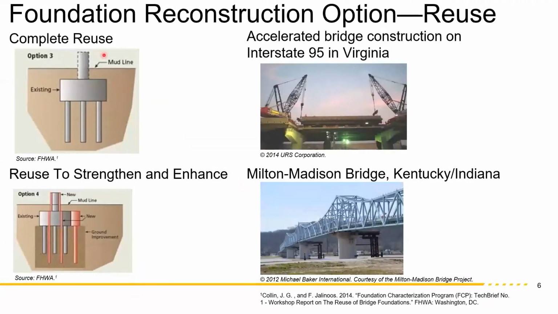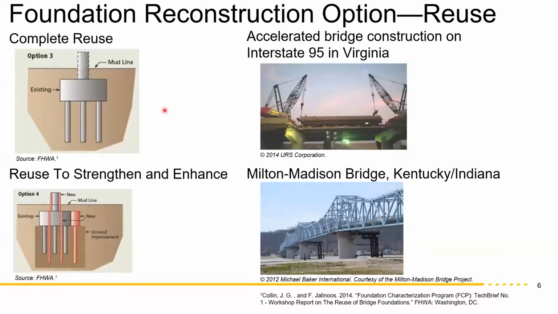Now, reuse has two options. Option three is you reuse the whole foundation as is. Basically, you don't add any capacity to it. You do some repairs on it. And option four is that you enhance or strengthen the foundation. The options might be putting in new drilled shafts or micropiles or doing ground improvement, or maybe even widening the pier cap. So these are just a composite figure showing multiple options.